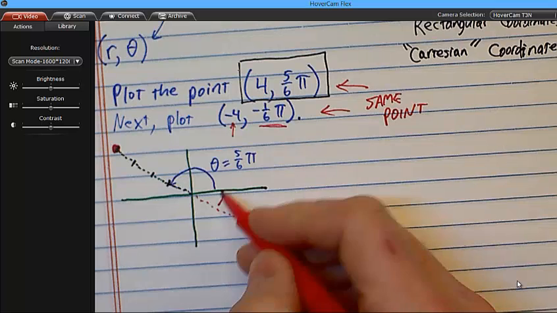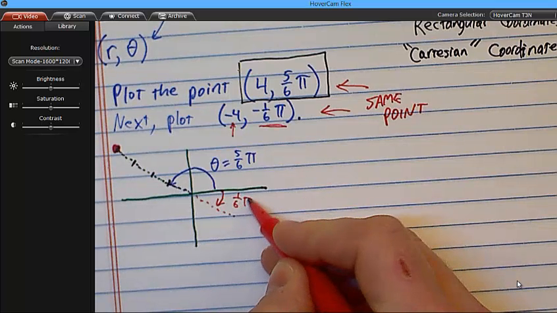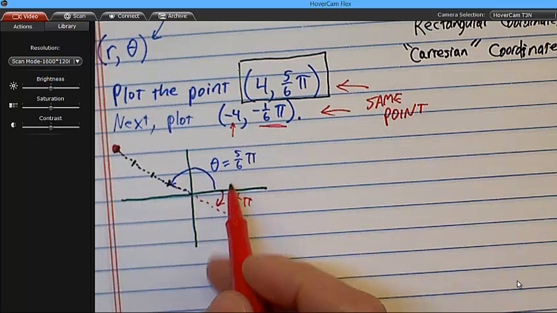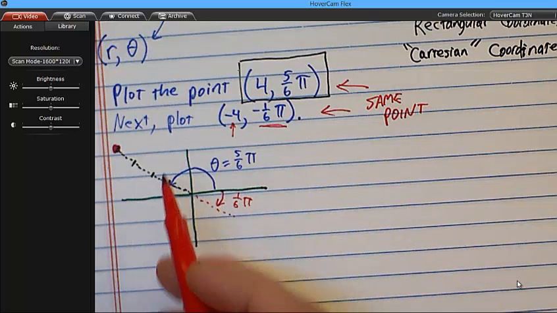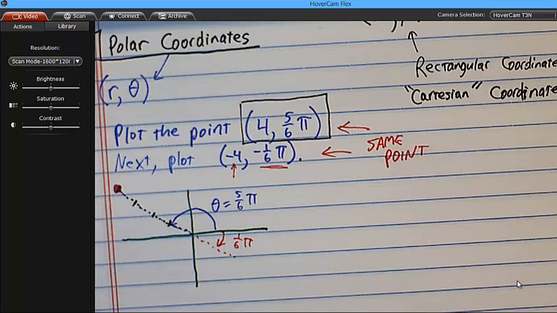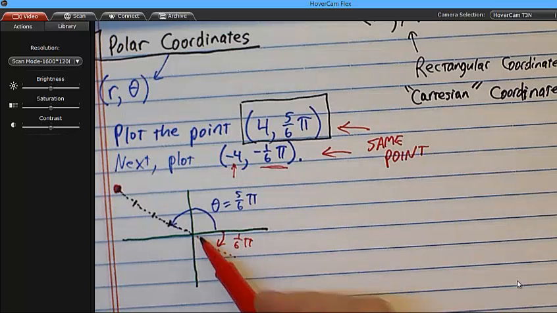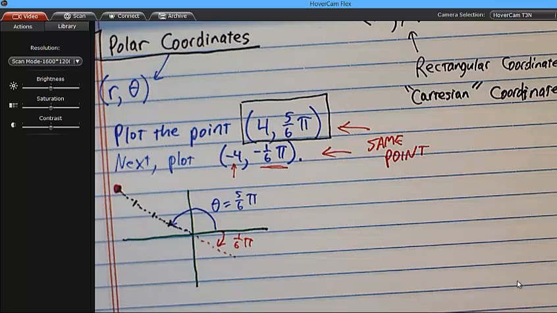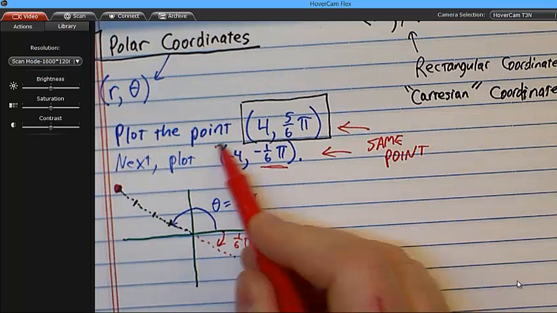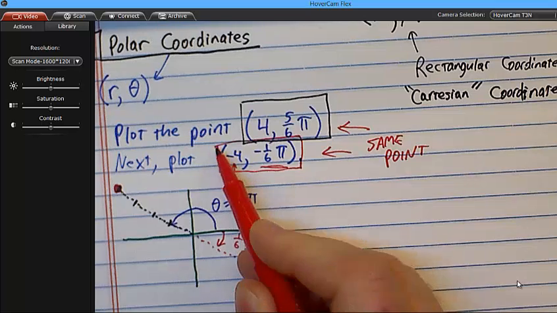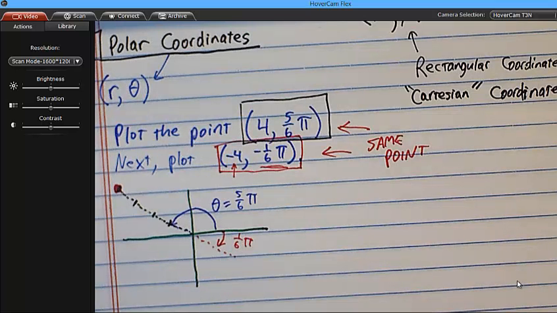Because if I rotate down 1/6 pi this way, or if I rotate back 5/6 pi, in some ways you just pointed in opposite directions, right? So the negative 4 says go the opposite way, and I ended up over there. That's strange. It tells you something. It tells you that if you use polar coordinates, you could have two completely different representations of the same point. But that may have occurred to some of you already, right?